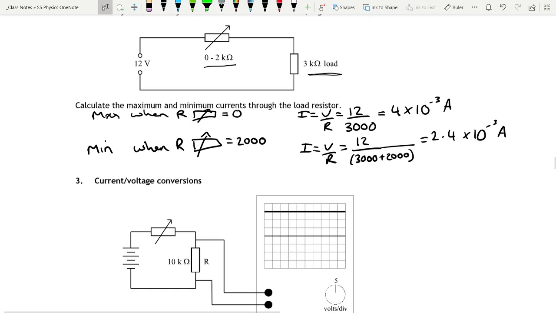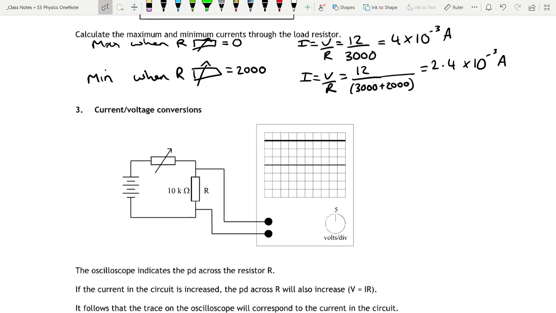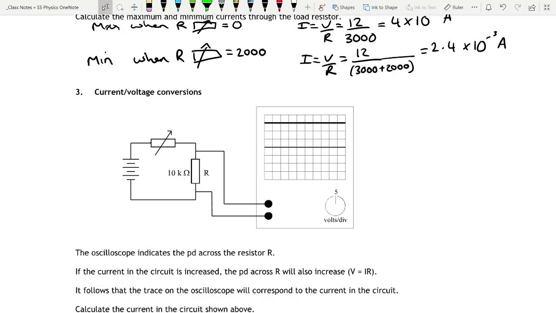Another use could be in current and voltage conversions. So if you have a variable resistor in a circuit and a fixed resistor there, you can connect it to an oscilloscope, and the oscilloscope will indicate the potential difference across the resistor by, you can count up how many volts per division it is. So in this case, we've got 5 volts per division given to us there.